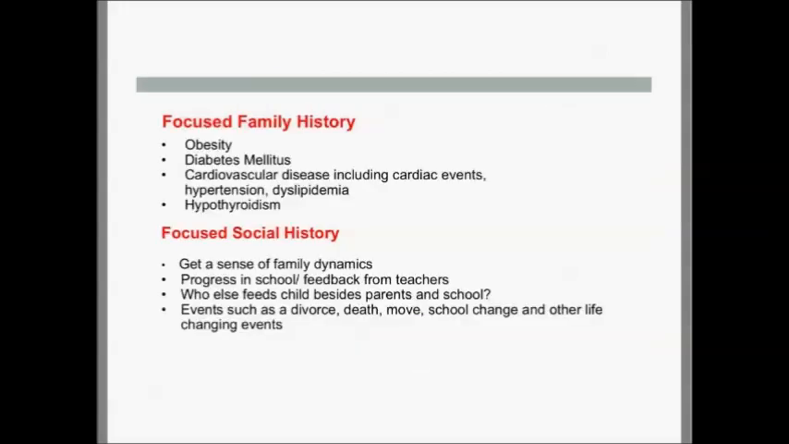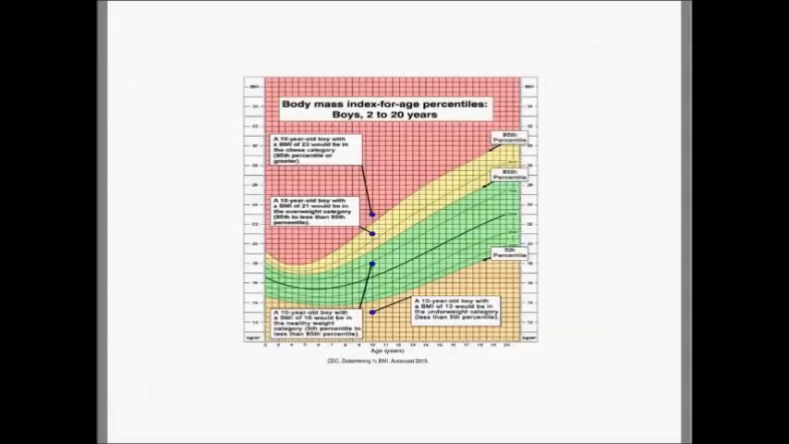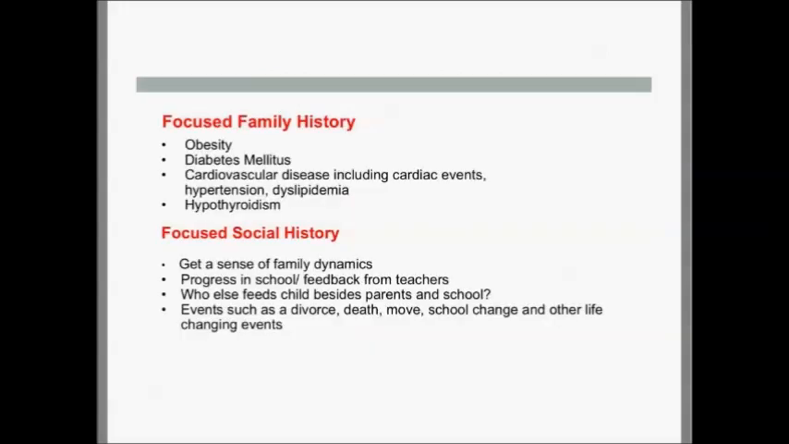Okay, so once we calculate based on percent BMI, and just to show you, most of the patients that I see are way up here. It's very rare once they get to my office that they're in the lower range there. But once we calculate percent BMI, we then want to focus on their family history, especially as it relates to obesity. So the questions we need to ask are, is there obesity in the family? Is there type 2 diabetes, cardiovascular disease, including cardiac events, hypertension, dyslipidemia, hypothyroidism? Those are the things you want to ask for specifically.